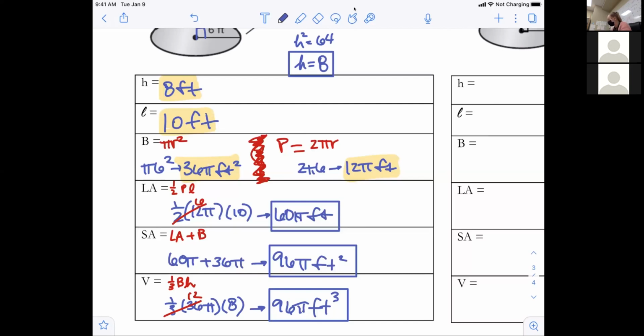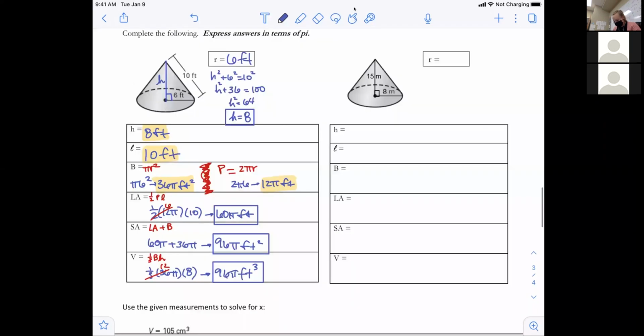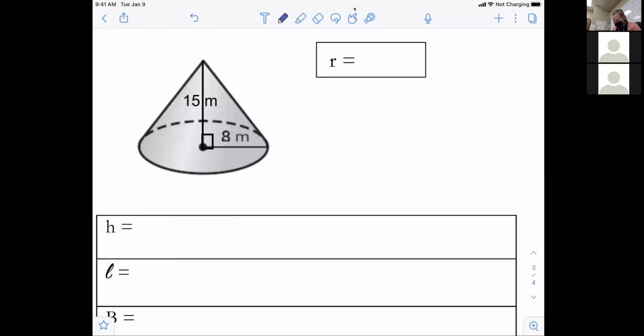All right, guys, take a second. You ready to talk about it? All right, if not, let me talk about H, L, B, and P first, and then we will talk about what's left. This time I actually have my H. I have my 15 meters. I don't have my L. We have to do the Pythagorean theorem to find our L.